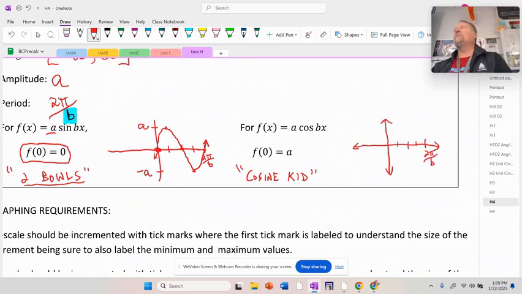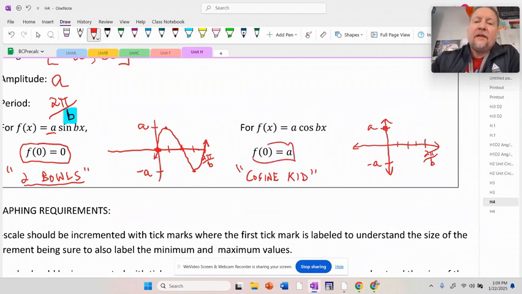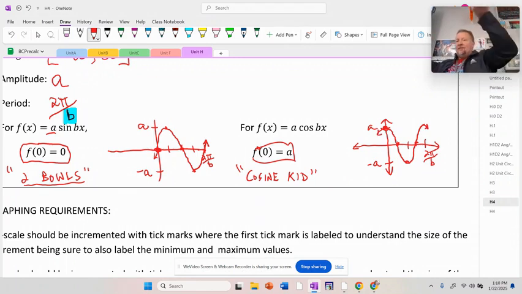2 pi over b again. F of 0 is A and negative A. High points, that's what this means, or cosine kid. Hiya. The crane. Hiya. And then loop those around. Get those crane going. Okay, and I think that's pretty good.